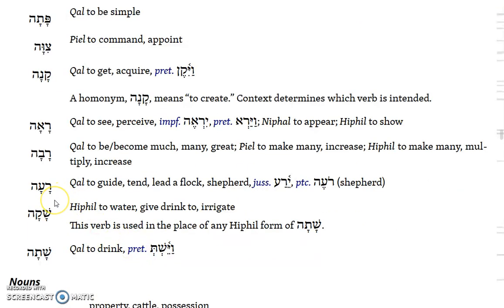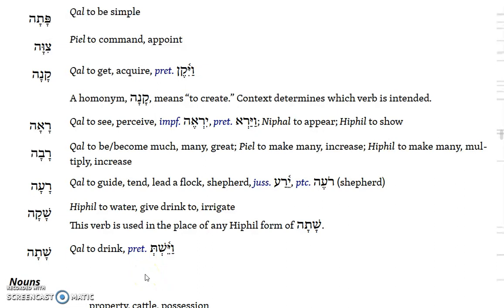And then ra'ah is not related to the word for bad, but it means to guide or tend sheep like a shepherd. And indeed the participle ro'eh actually means a shepherd. He gives you that participle form. And the jussive, you drop the hey and you end up with yer'a, let him tend, guide, or shepherd. And then you get shaqah, which is in the qal means to drink, but in the hifil means to give water, to give drink to. And this verb is used in the place of any hifil form of shatah.